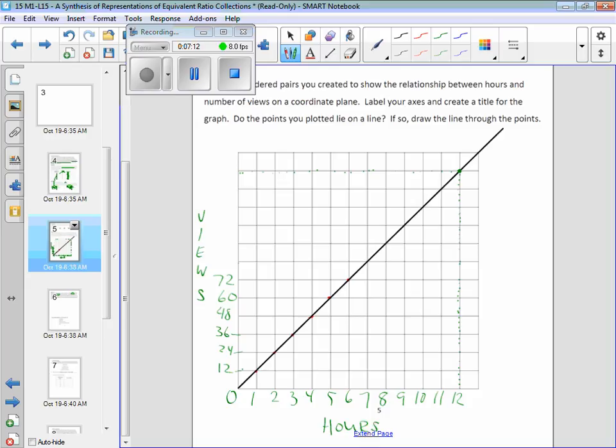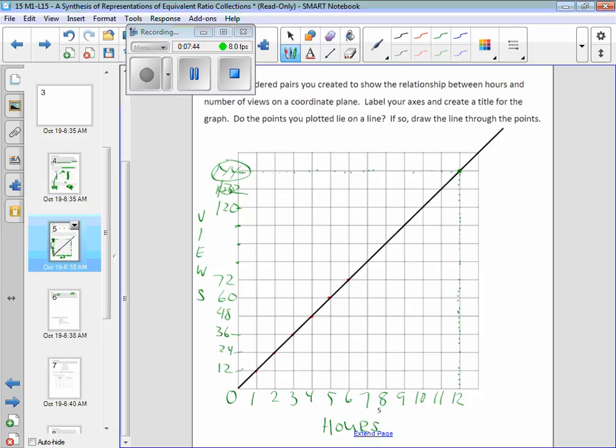84, 96, 108, 120. I made a mistake somewhere, but I don't know where. It's supposed to be 144. Where did I mess up? Oh, it's 84, 96, 108. Here's 120. Here's 132, and here's 144. And that winds up being the answer that we need.